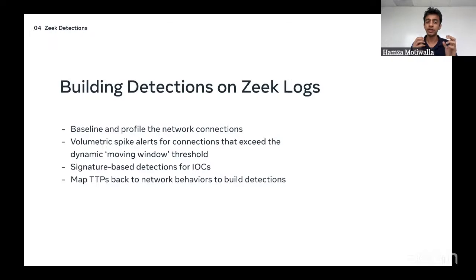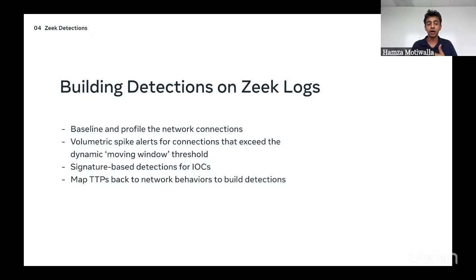So we started building detections on Zeek logs themselves. And it's basic stats right here. We want to baseline and profile the network connections that we see across our enterprise network. That is, this IP address is talking to this IP address, and they've been speaking for quite some time now. They usually talk a few megabytes per day, or the connection duration between these two IP addresses more or less remains under 10 seconds. So that kind of profiling is what we do.